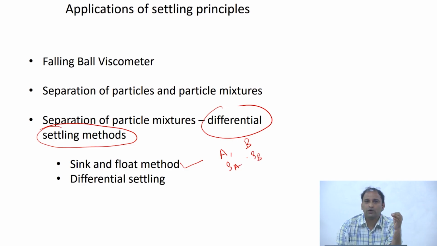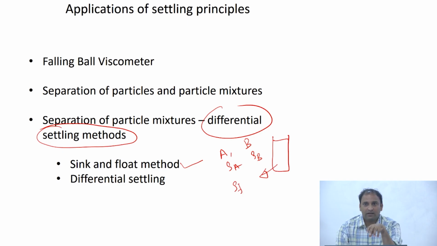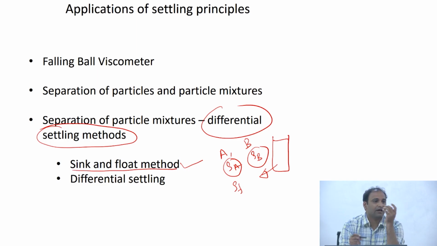Now what I can do is put them in a column with a fluid. If the density of the fluid you're using is in between the densities of the two particles in the mixture, one of the particles will sink and the other will float. Hence the name, the sink and float method. So you use a fluid column whose density is in between the densities of the two particles, and then you separate them out. That's what is done here.